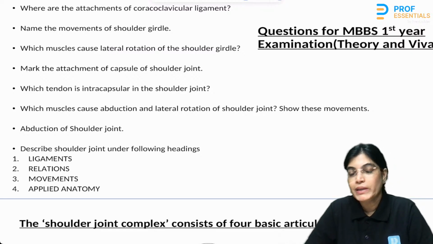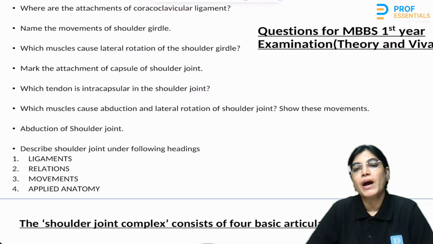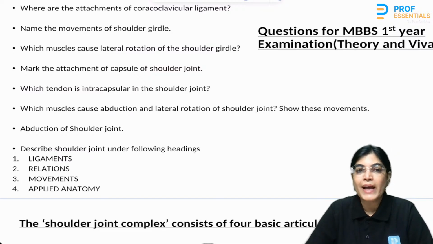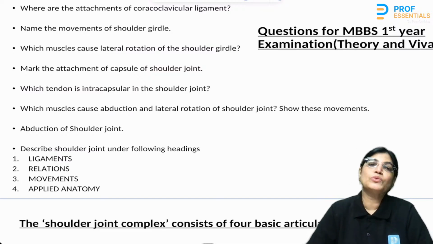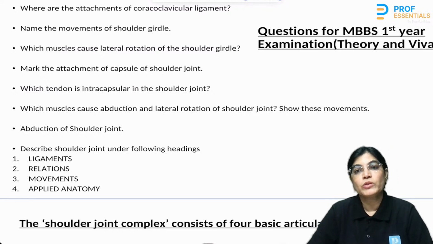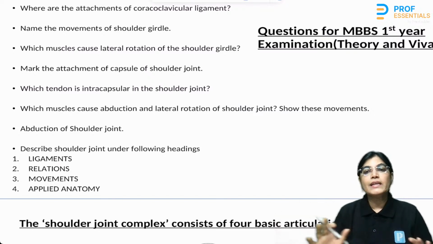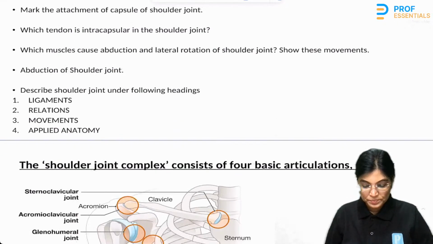Actually, one of the movements, that is abduction of shoulder joint, can come as a separate short note, and you have to know about the tendon which is intracapsular in relation to shoulder joint. You have to know about the ligaments, and about the stability of shoulder joint, how it is increased. You have to know the movements: lateral rotators of the shoulder joint, medial rotators, flexion, extension, abduction, adduction. All these things will be asked in examination.